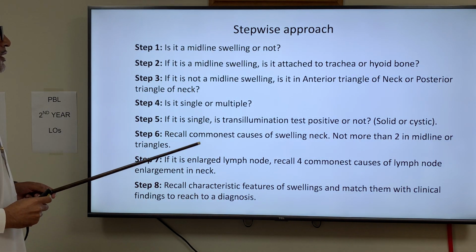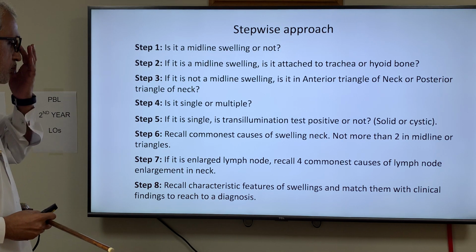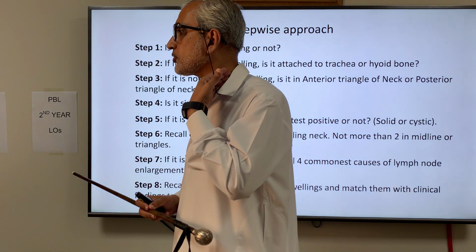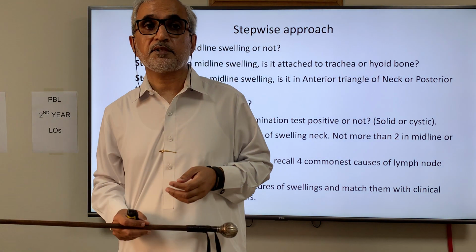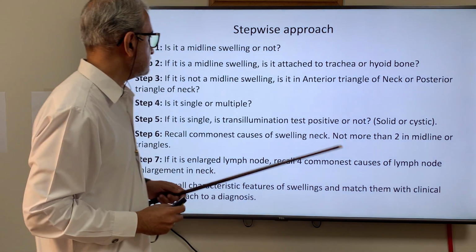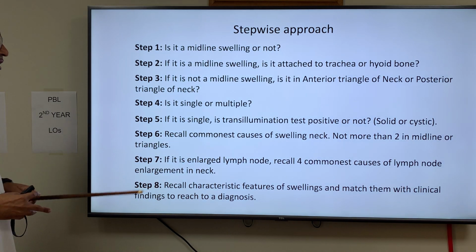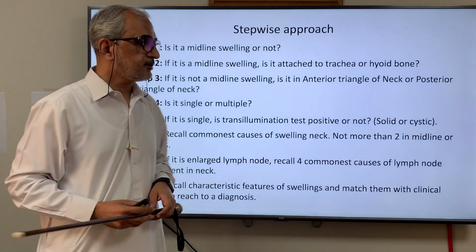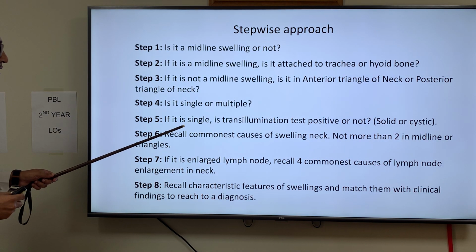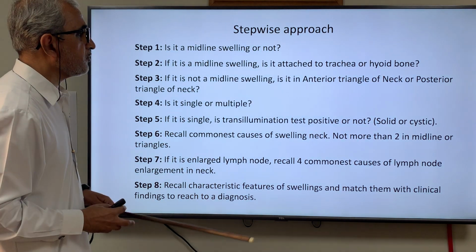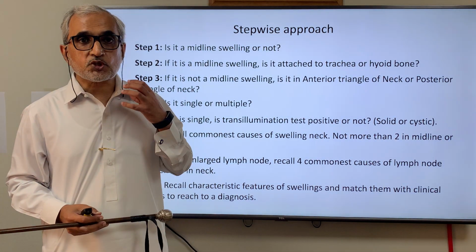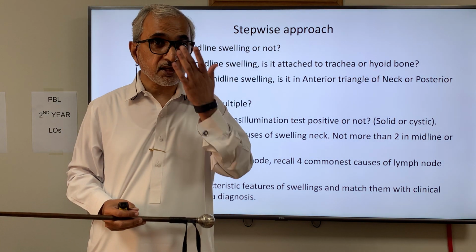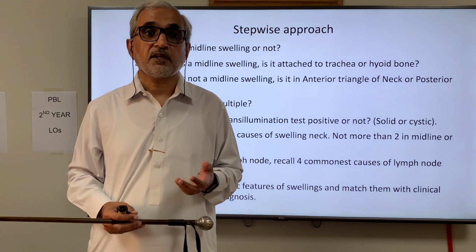If it is not a midline swelling, is it in the anterior triangle of the neck or the posterior triangle of the neck? There are two triangles, anterior and posterior, so one has to determine which one it is in. Is the swelling single or multiple, more than one? If it is single, is the transillumination test positive or not? Meaning, is the swelling cystic or solid? If the transillumination test is positive, then it is possibly cystic, and if not, then it is solid.